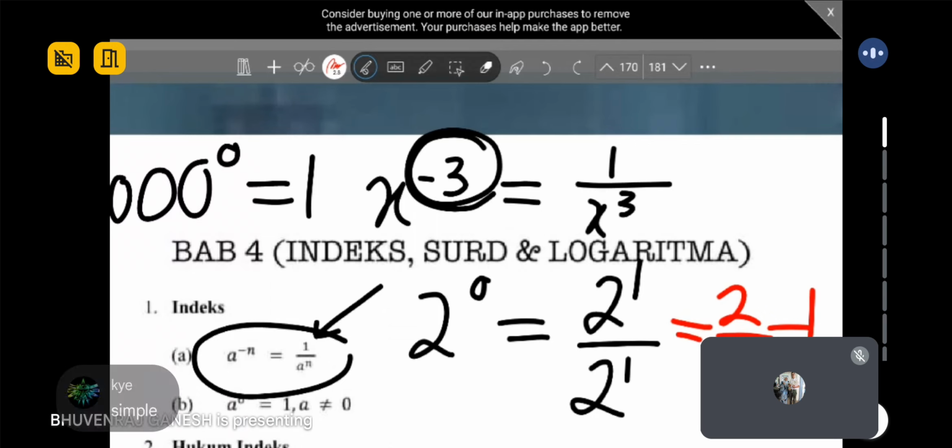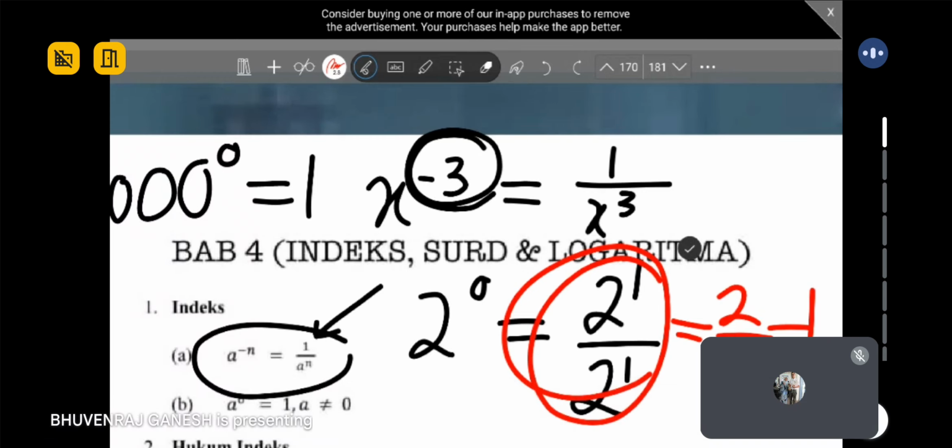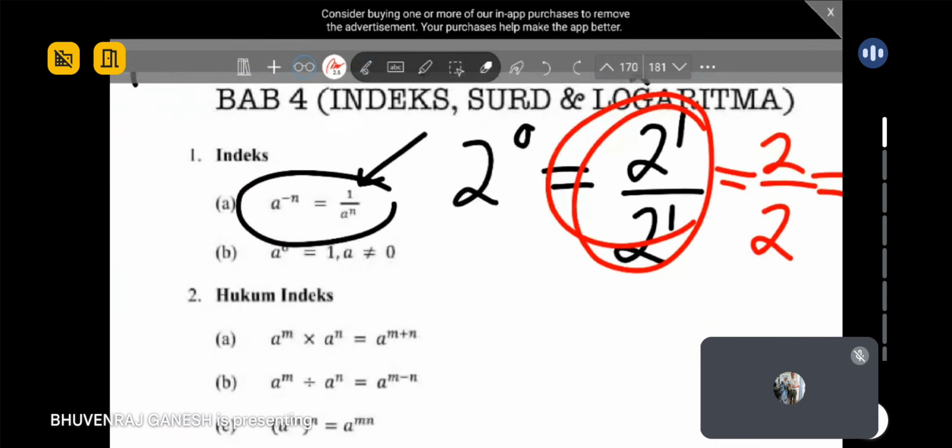So easy, right? How to prove it? So this is the major concept. This one. You must remember this concept. Kena ingat konsep ni. Alright? Okay. So this is the basic of your index lah.